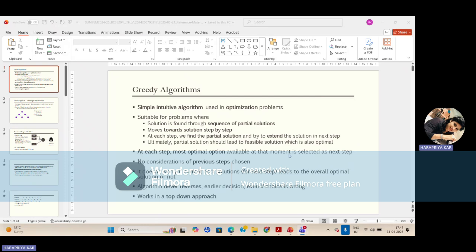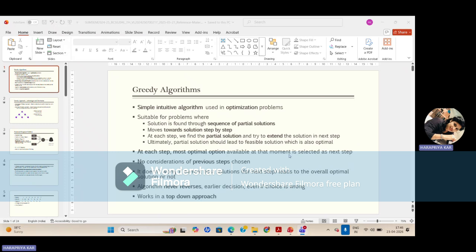So here, first, what you understand is that this is a simple intuitive algorithm which is used in optimization problems. Optimization problem means we are working on a sequence of partial solutions, step by step, working on the partial solution and trying to extend it. At each step, we get the most optimal option, and the previous steps do not impact the next step. The main important thing is that the algorithm never reverses its decisions. That is the main concern. And the greedy algorithm works through the top down approach.